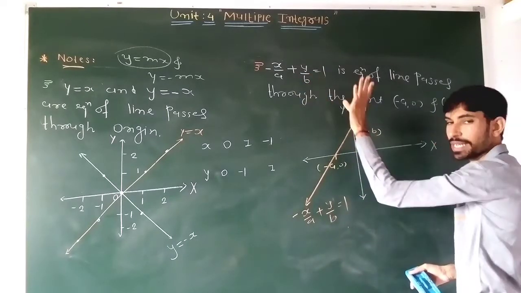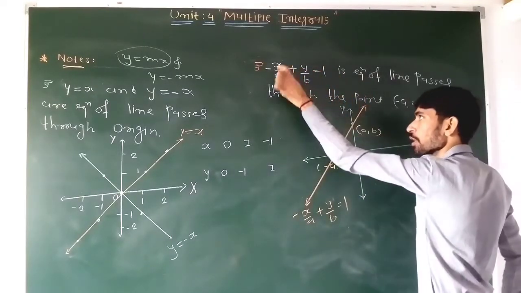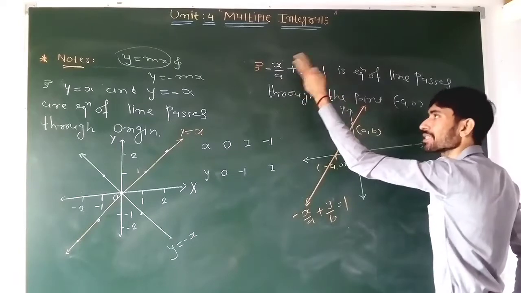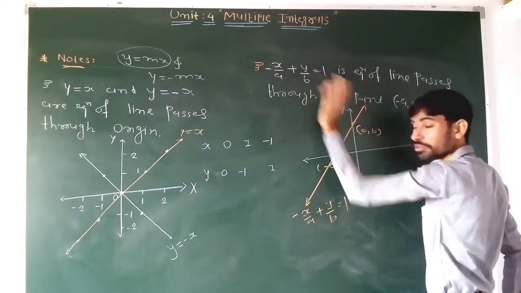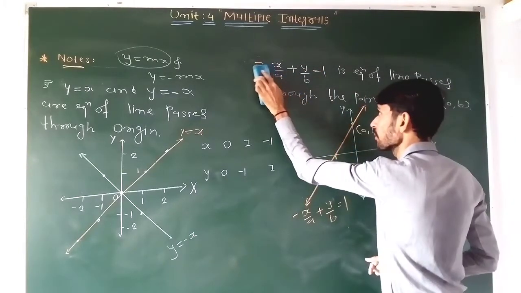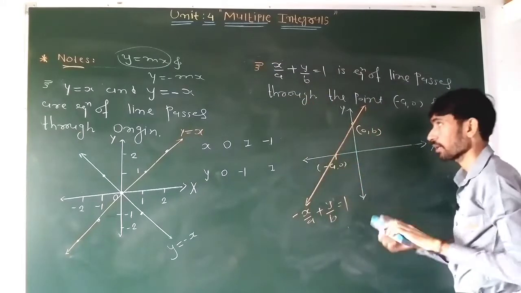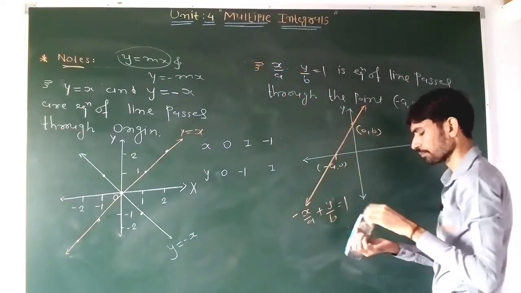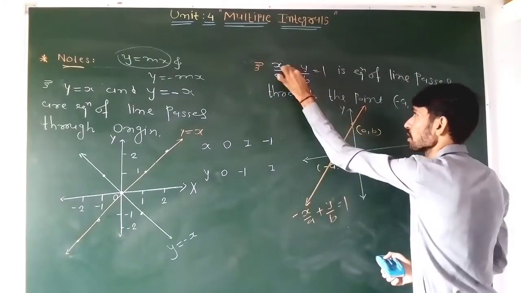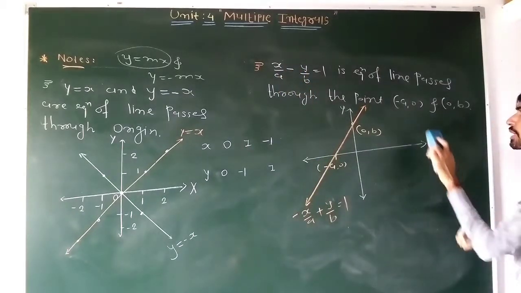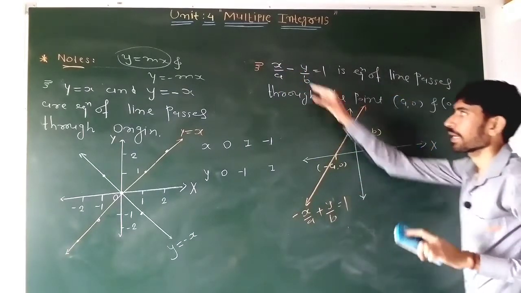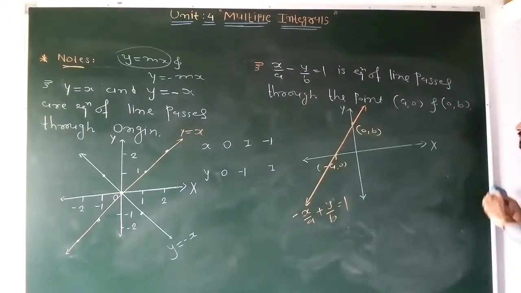In this way, 4 cases will be formed. As we saw the first case, x upon a plus y upon b positive, the second case minus x upon a plus y upon b. Now the third case is plus x upon a but minus y upon b. So this is the third case. In this case our line passes through the point a0 and 0 minus b.